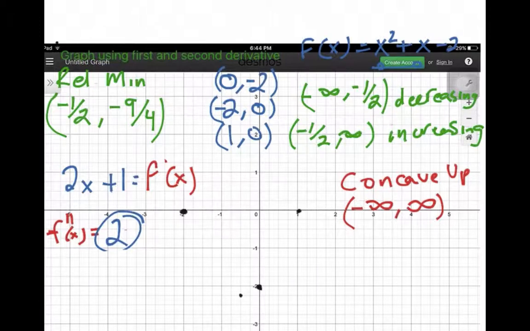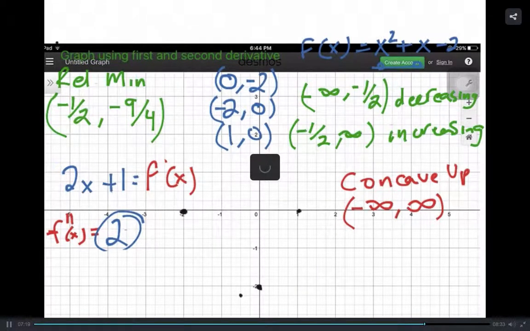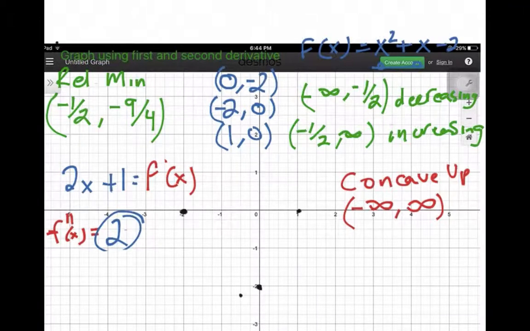So from negative 1/2 to infinity, the graph will be increasing. So that'll be something like this. And it is decreasing from negative infinity to negative 1/2. So it'll probably come down and meet right there. Let's just accentuate that little point right there.